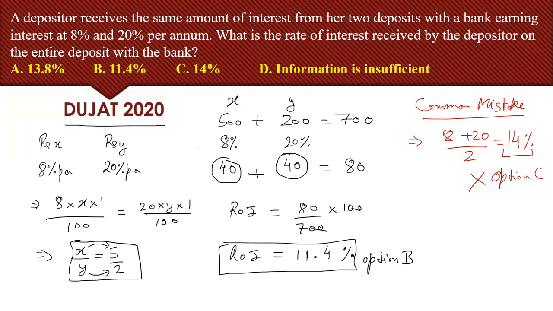Now this is valid only if the amount deposited is equal. If the amount deposited is equal, that means value of X and Y is same. But the value of X and Y is not same, the interest is same rather. When the amount deposited is not same, we have to apply weighted average. We don't have to apply average. That is why option C is wrong. Please avoid this mistake. This is a very common mistake. Thank you. I hope you understood this.